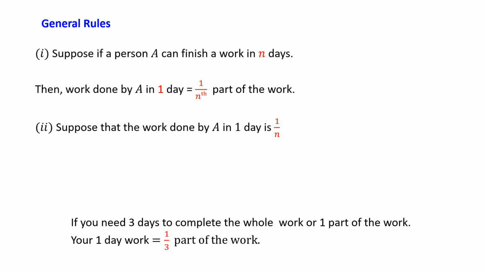Now the second general rule is, suppose that the work done by A in one day is 1 over n, just like the previous rule. The work done by A is 1 by n part of the work. Then we can easily say that the time taken by A to finish the whole work equals n. That means general rule 2 is nothing but the opposite of the first one. Nothing complicated. Let us see these things in action in our subsequent slides.